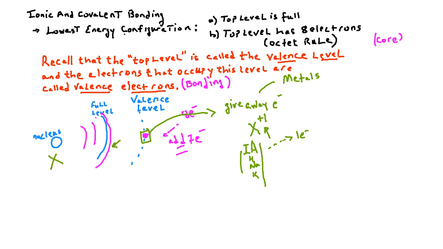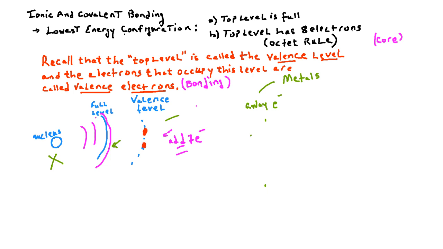Now, suppose we have the valence level, and suppose the valence level has 2 electrons. So now it has 2 valence electrons. What does this guy want to do?